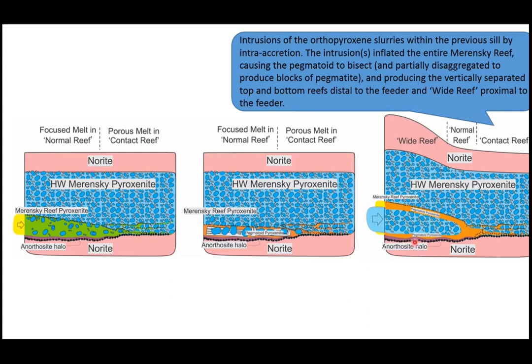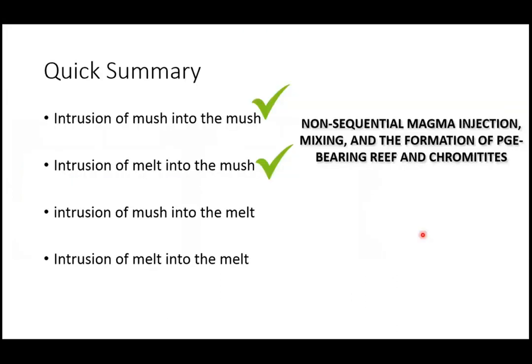So in mining operations, these are not economic because the top reef and bottom reef are very far from one another. Okay. Up until now, I showed you the evidence of both intrusion of the parasitic mesh into the phosphatic mesh, followed by the intrusion of the melt into the base of the parasitic mesh in the rocks of the Merensky unit.